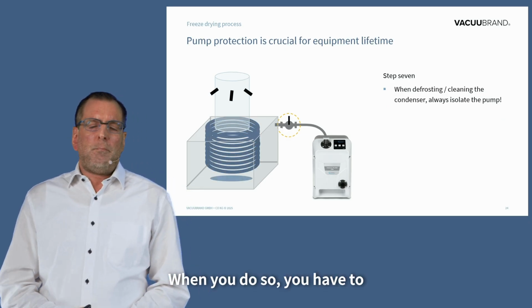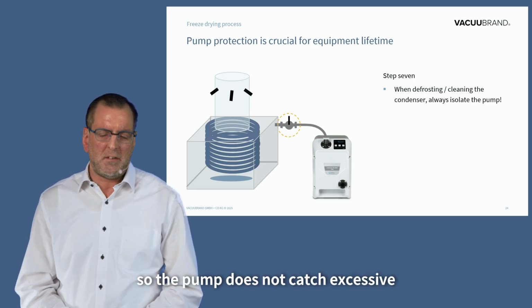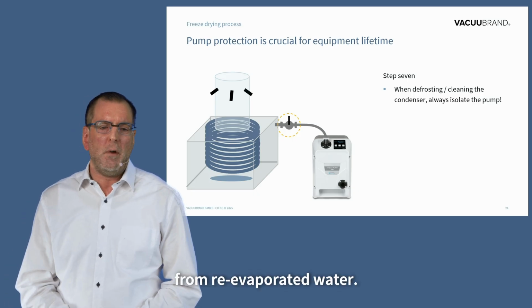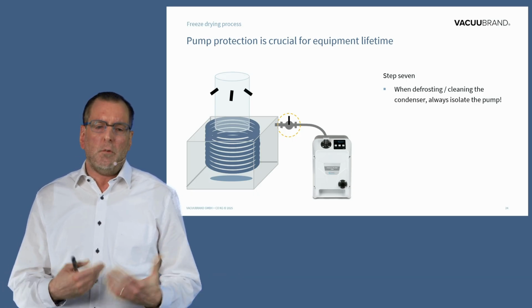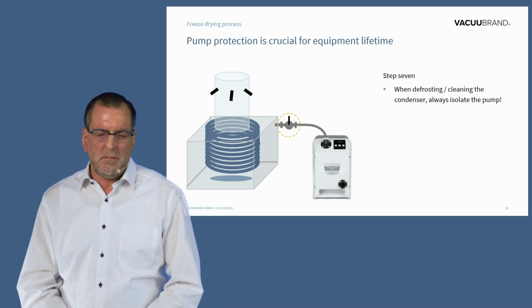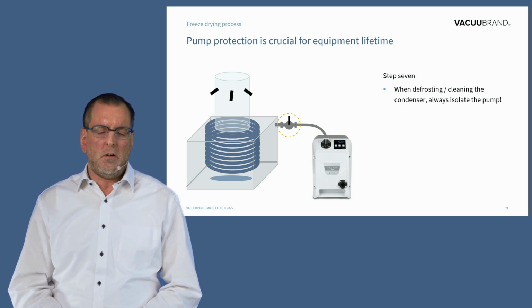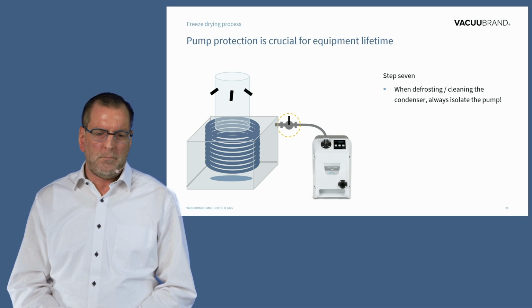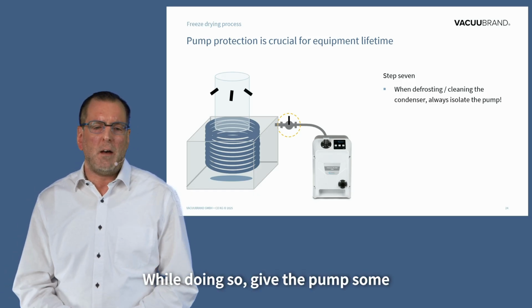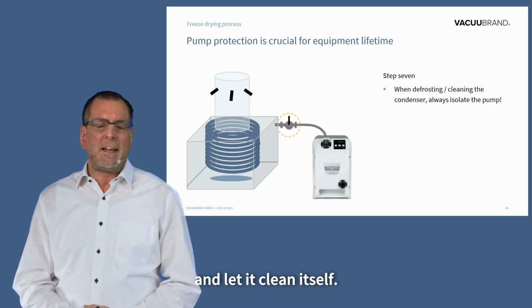When you do so, you have to ensure to isolate the pump so the pump does not catch excessive liquid water or moisture from re-evaporated water. So defrost the condenser, the water will drain down into the basin, and from there release it through the drainage of the condenser itself. While doing so, give the pump some additional operation in closed off state and let it clean itself.